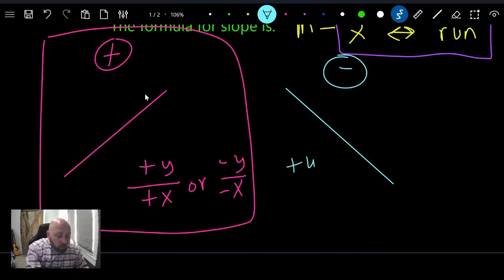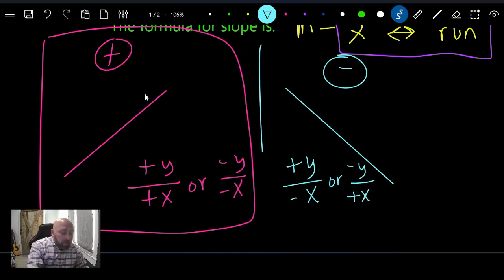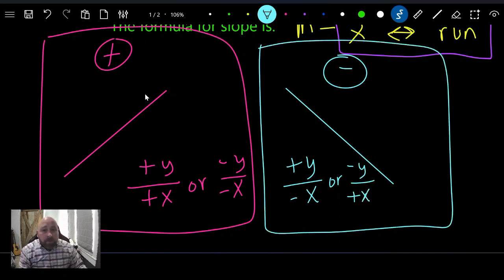So you can have a plus y over minus x, or minus y over positive x. Okay, so these are your negative slopes. When you get your fraction, if you have minus minus, that is actually a positive slope. When you have two positive signs, also positive slope. When you find your slope and you have a positive y and a negative x, or a negative y and a positive x, then your slope is going to be negative. Very important to understand that concept.